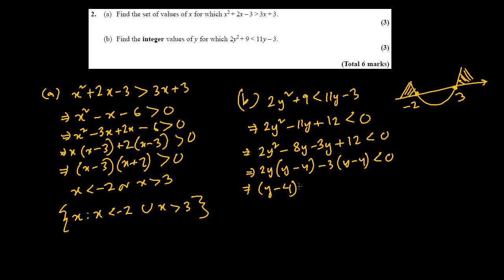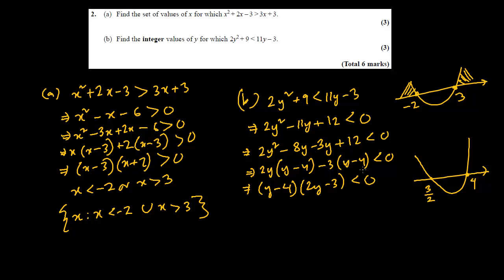So (y - 4)(2y - 3) < 0. Now we can again think of a parabola. With the plus y squared, this shape is a parabola. If you set this equal to 0, the values of y would be 4 and 3 by 2, that is 1.5.